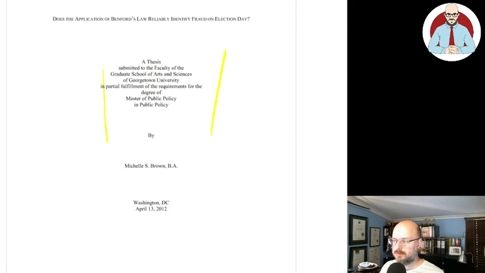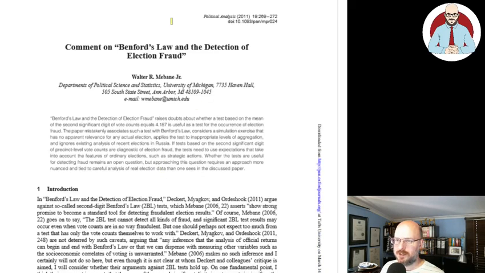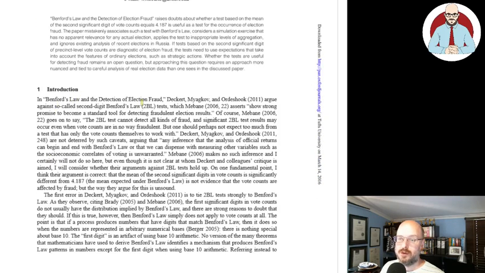But we've got another paper here, and I'll link to all of these. I'm not going to go through these ones because there's one I really want to go through: a comment on Benford's law and detection of electoral fraud. In "Benford's Law and the Detection of Electoral Fraud," Deckert, Myagkov and Ordeshook argue against the so-called second-digit Benford's law test, which Mebane, 2006, and he's a name you've got to remember, asserts shows strong promise to become a standard tool for detecting fraudulent election results.